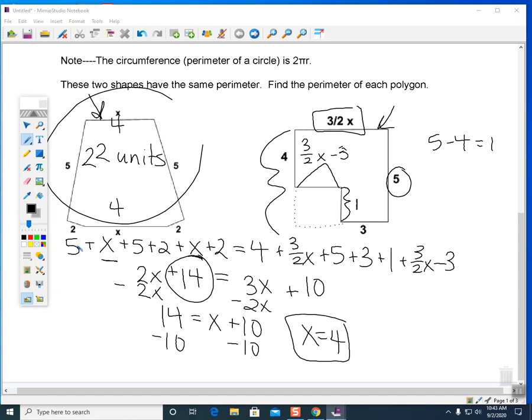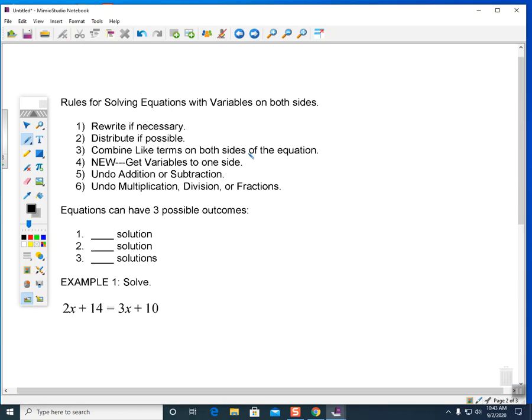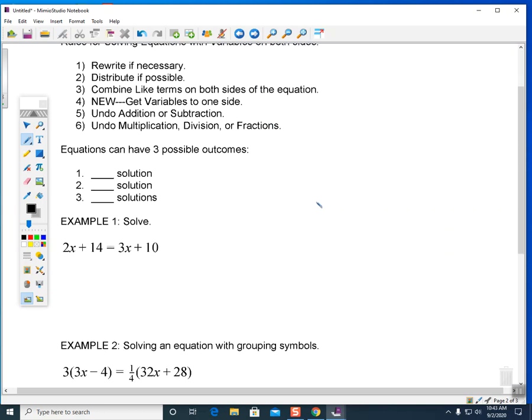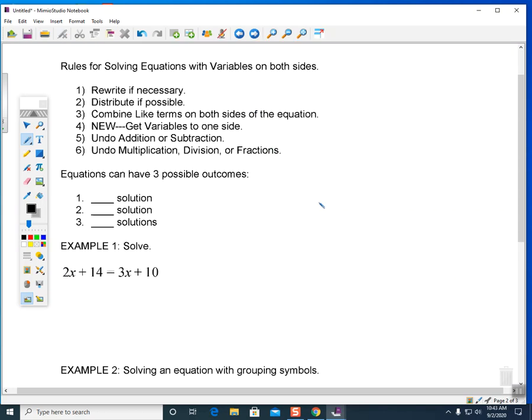All right. We have some rules for solving equations with variables on both sides. These are very similar to the rules that we've had before. We're going to rewrite it if necessary, distribute if possible, combine like terms on both sides of the equation. This is the new step, step number 4.